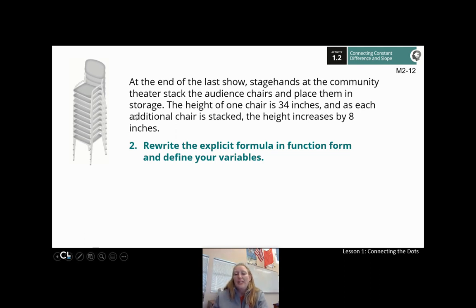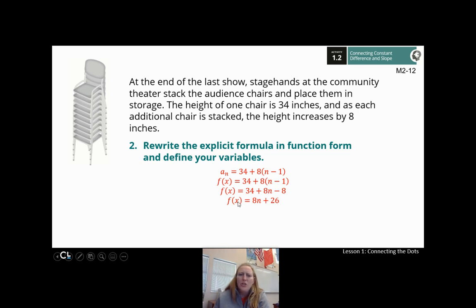All right. So I took my lovely explicit formula. First I changed my a sub n into f of x. Then I distributed the 8: 8 times n, which is 8n, and 8 times a negative 1, which is a negative 8. I just moved these around so that my 8n would be out in front. And then, of course, 34 minus 8 gives me a 26.